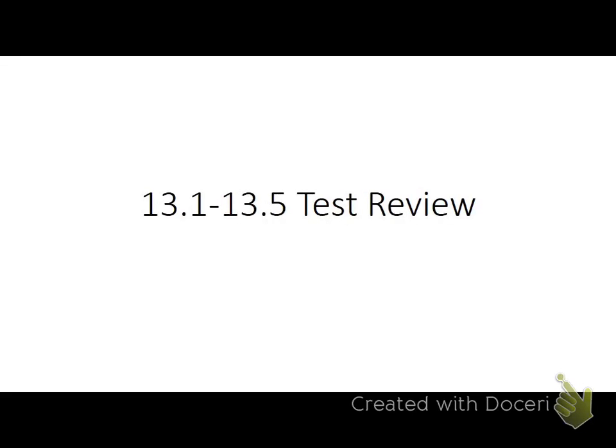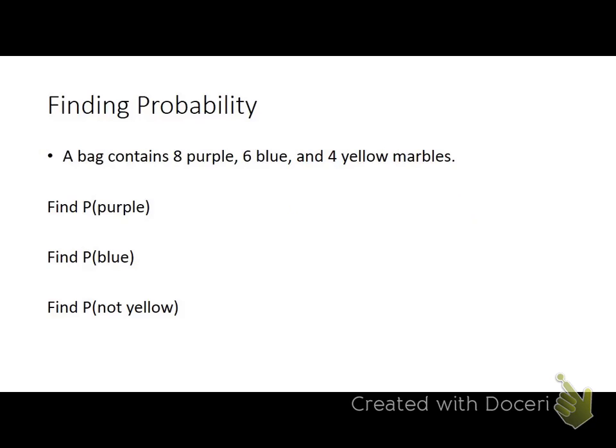So today we're reviewing for your test over 13.1 through 13.5. This is your last test before your final exam. In the first section of your test, you're going to be finding probability and calculating that probability based on the different possibilities. Okay, so it says a bag contains 8 purple, 6 blue, and 4 yellow marbles. Find the probability that you will randomly choose a purple marble, blue marble, and not a yellow marble.